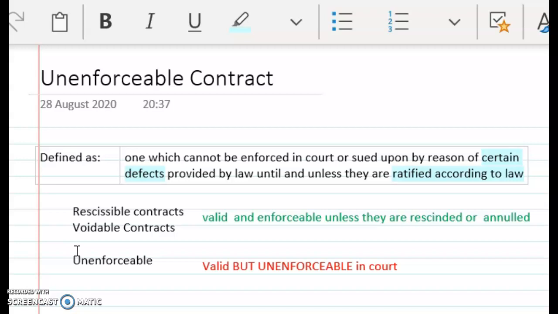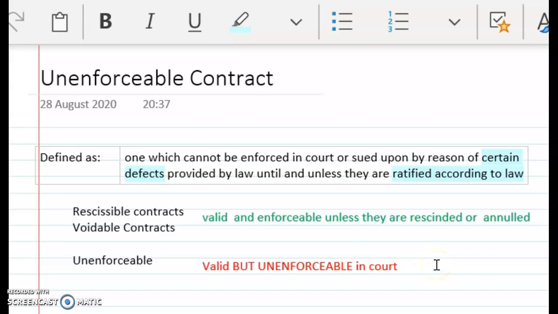Now, let us start with the definition of unenforceable contract. It is one which cannot be enforced in court or sued upon by reason of, take note, certain defects provided by law until and unless they are ratified according to law, while rescindable contracts and voidable contracts are valid and enforceable unless they are rescinded or annulled. Unenforceable contracts, although valid, are unenforceable in court unless they are cured or ratified.